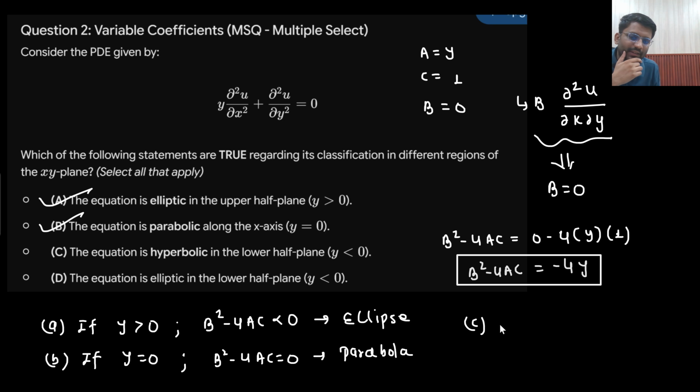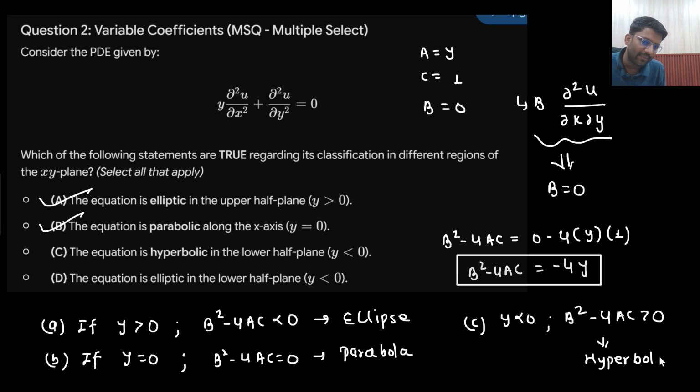Option C. If y is less than 0, then what will happen? B square minus 4ac would be greater than 0. If y is less than 0, then this will be negative, negative, negative will become positive. So b square minus 4ac would be greater than 0. So it will become hyperbola. So it will be hyperbolic in the lower half. Understandable? Simple question. Now let's solve the GATE PYQs.